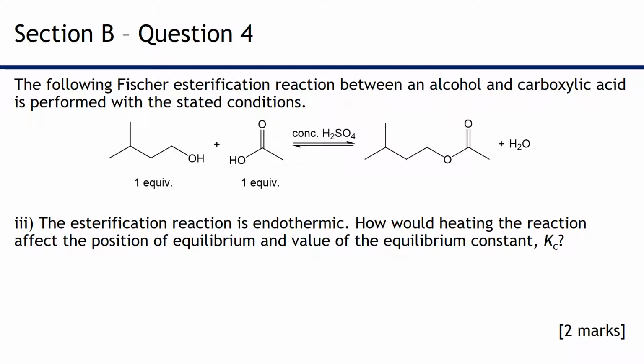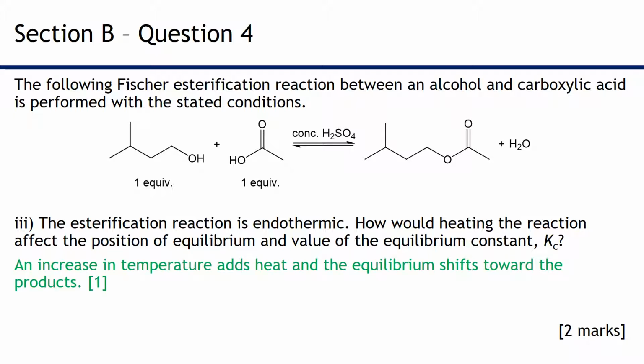Then in part III, you're told that the esterification reaction is endothermic. How would heating the reaction affect the position of equilibrium and value of the equilibrium constant Kc? So this reaction is endothermic, it wants to take in heat, and you're going to be adding heat to it. So effectively, you are adding a reactant to it. So you're going to increase the temperature, you're going to add heat, and you're going to shift the reaction towards the product. You're going to shift it in the endothermic direction.